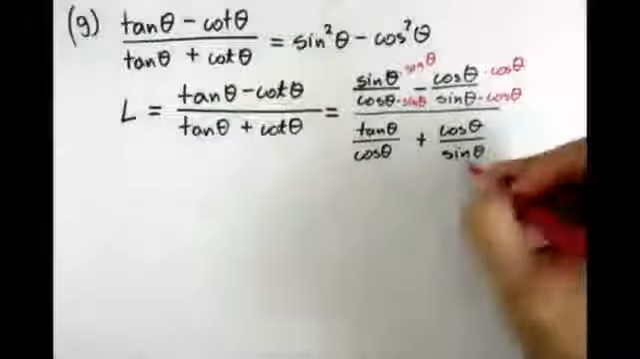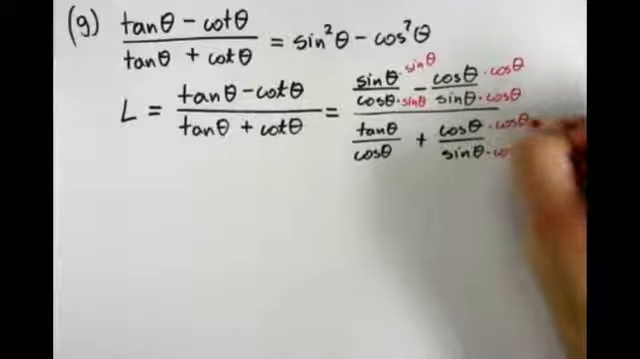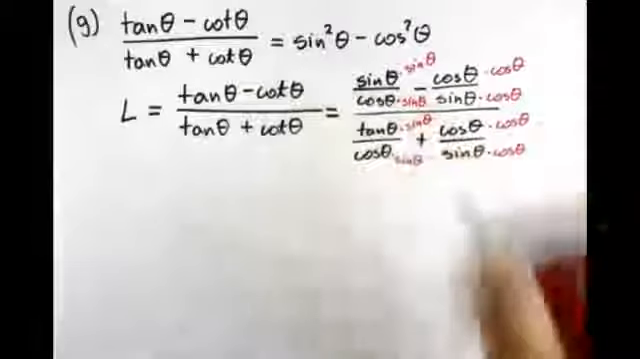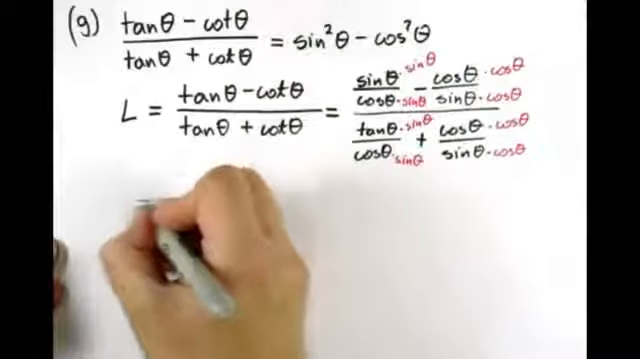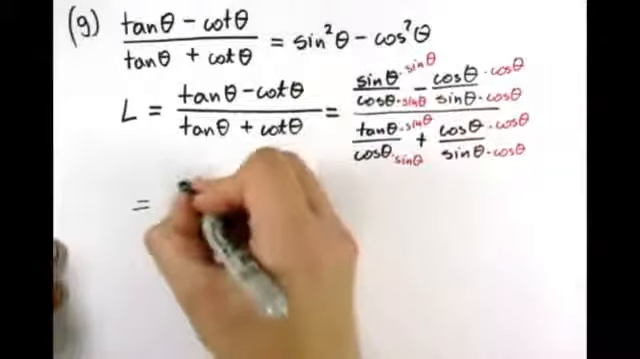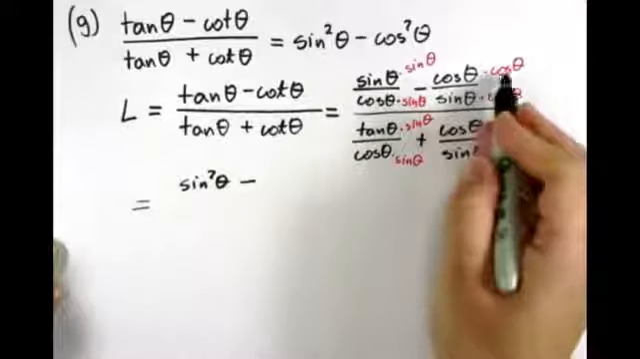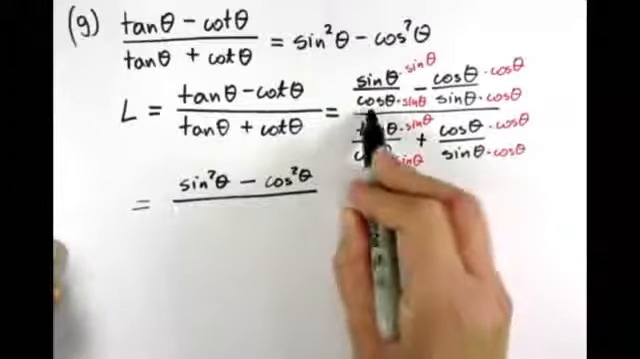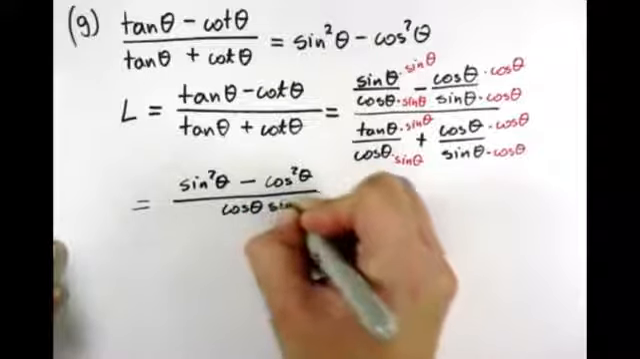Okay, and on the bottom the same. This needs to be multiplied times cos, and the first one times sine. So what we are getting? What we are getting is sine times sine is sine square. Then we will have minus cos times cos is cos square, all over cos times sine and cos times sine, so this gives me cos theta sine theta.